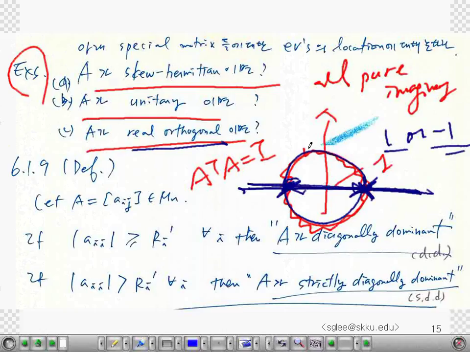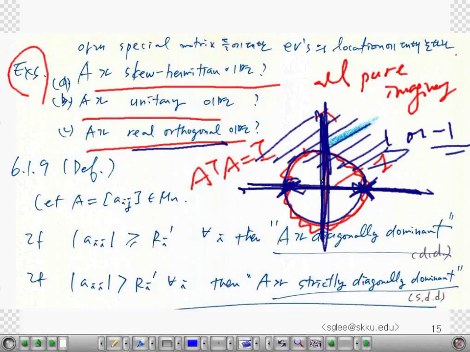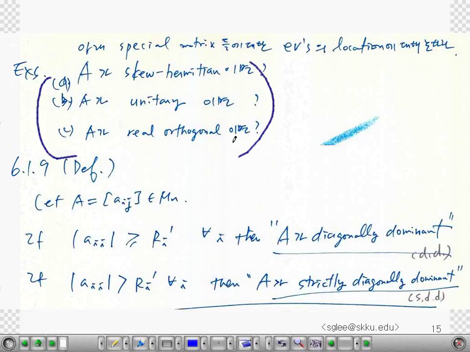Skew Hermitian, that means all the eigenvalues are not on the real axis, they are all pure imaginary. So it's on the imaginary axis, something like this. Okay, so we can tell what the possible Gershgorin regions are for those special matrices.